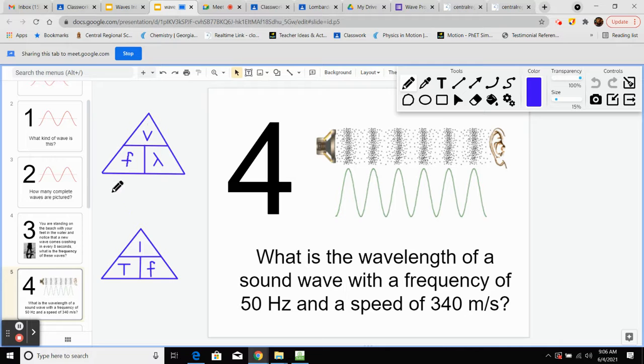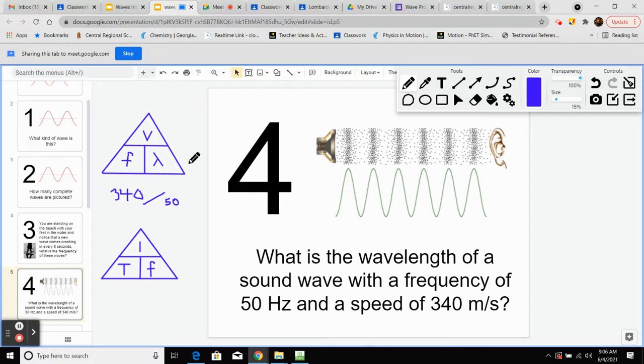So if you put them in the right spots, you just type this into your calculator, guys. Don't shout it out, but just type it into your calculator. 340 divided by 50. Whatever you get, that is going to be the answer. You do not put in the unit.